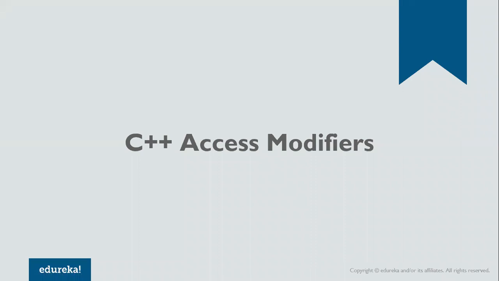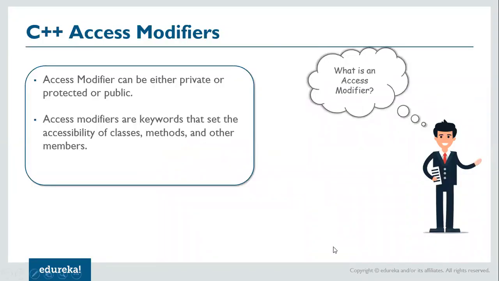So now what are C++ access modifiers? Let's talk about that. So what is an access modifier basically? An access modifier can be private, protected or public. Now we'll talk about them in detail in some time. But for now, we should know that there are private, protected and public access modifiers.